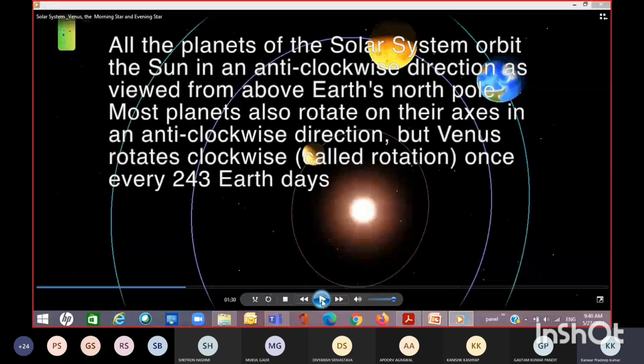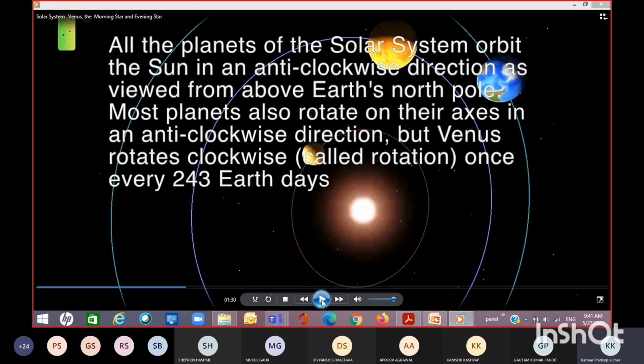All the planets of the solar system orbit the sun in an anti-clockwise direction as viewed from above the Earth's north pole. Most planets also rotate on their axis in an anti-clockwise direction, but Venus rotates clockwise once every 243 Earth days.